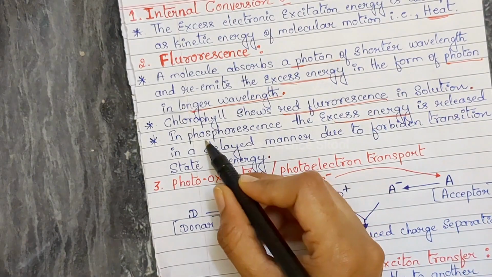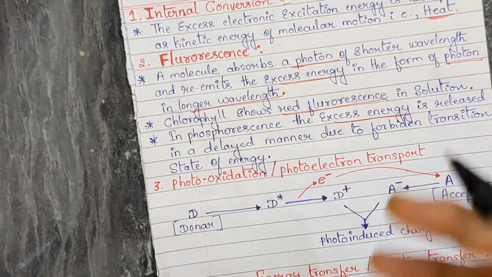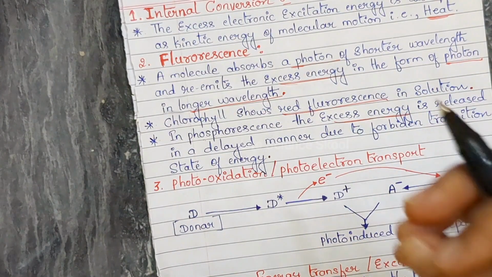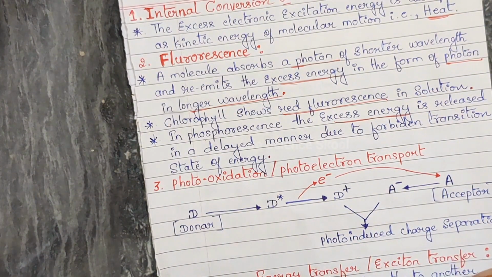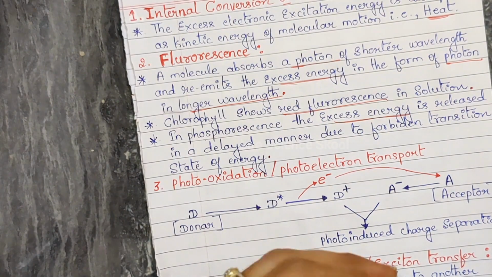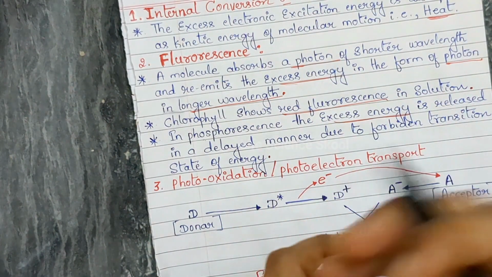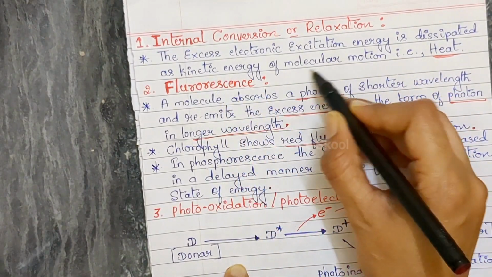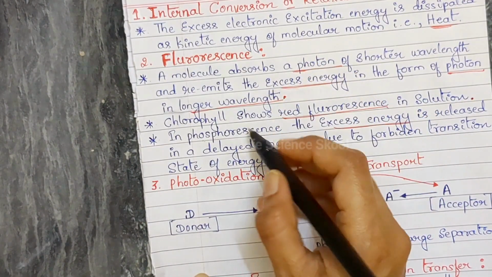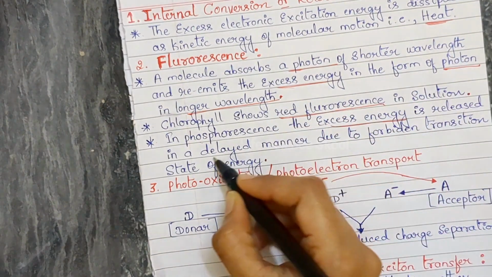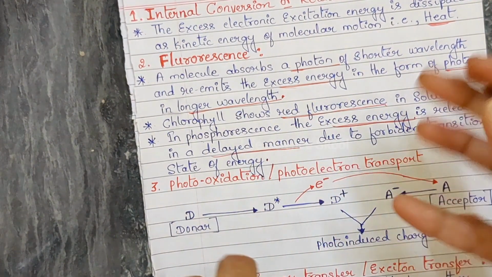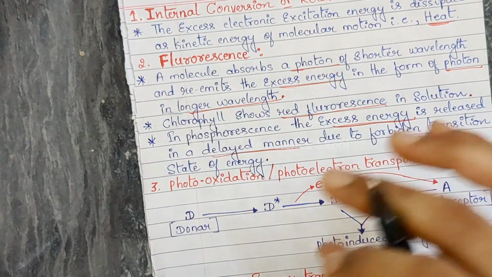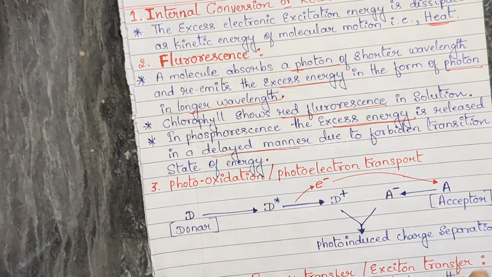So in phosphorescence, this excess energy of the excited state is released in a delayed manner. Now we are talking about how this excited energy loses its excess energy. One way is by the kinetic energy of molecular motion. The second one is by release in a delayed manner. The excess energy is released in a delayed manner due to a forbidden transition state of the energy.